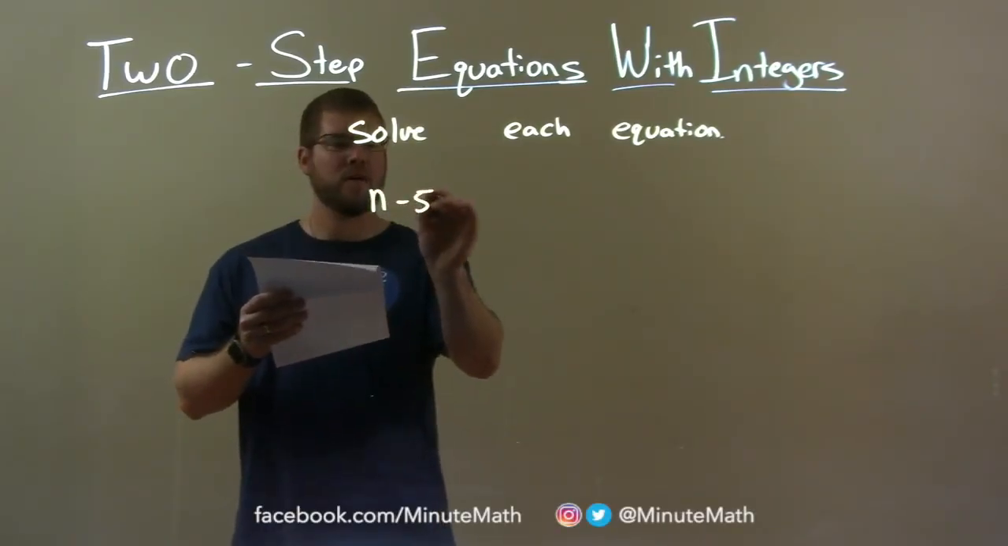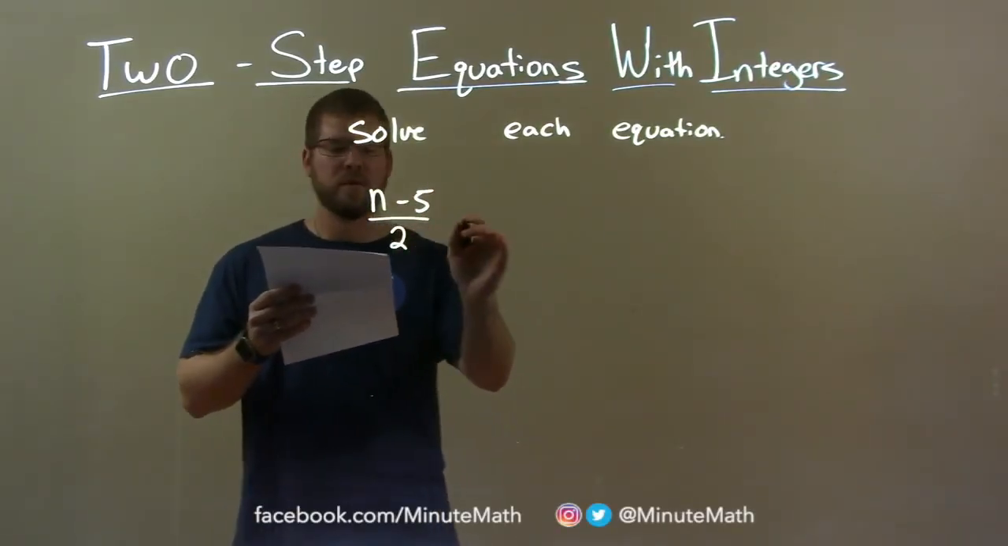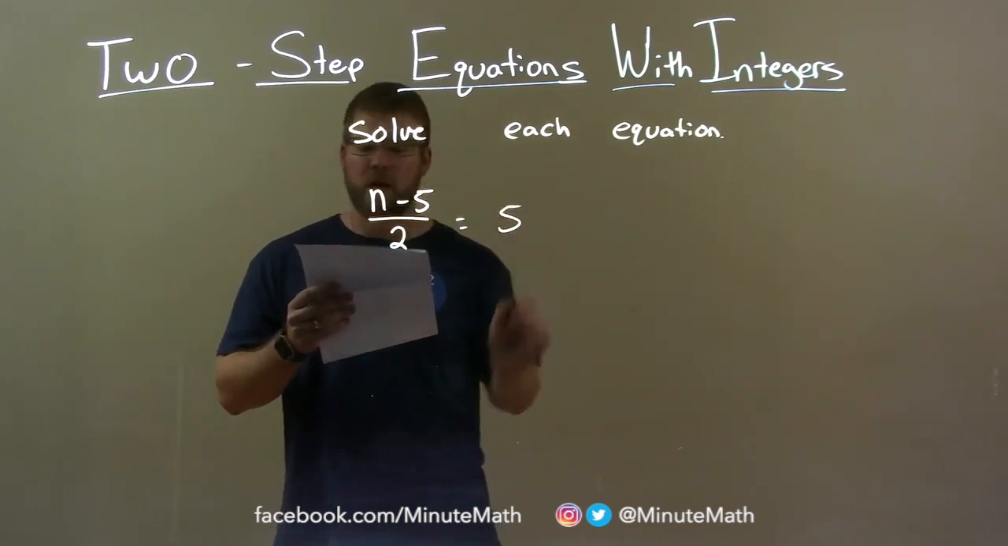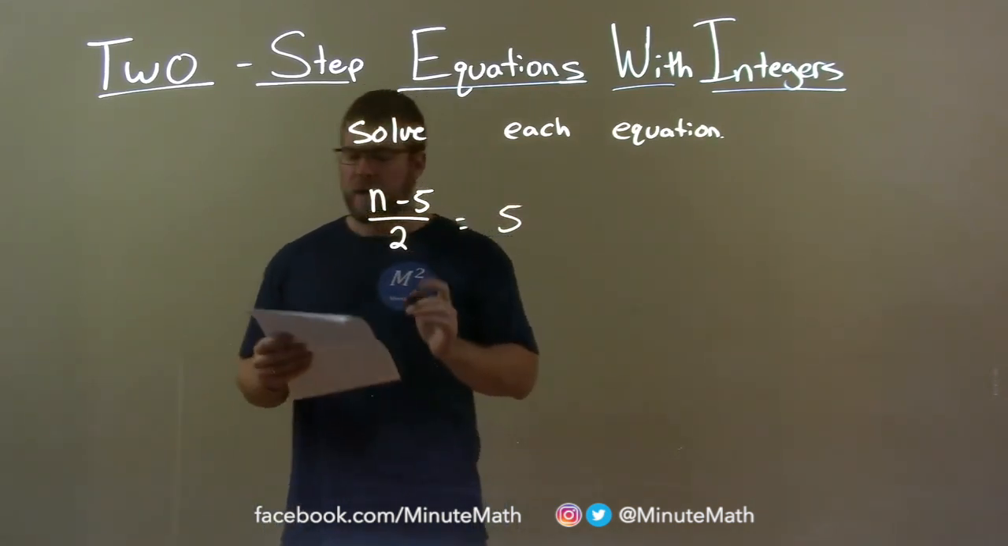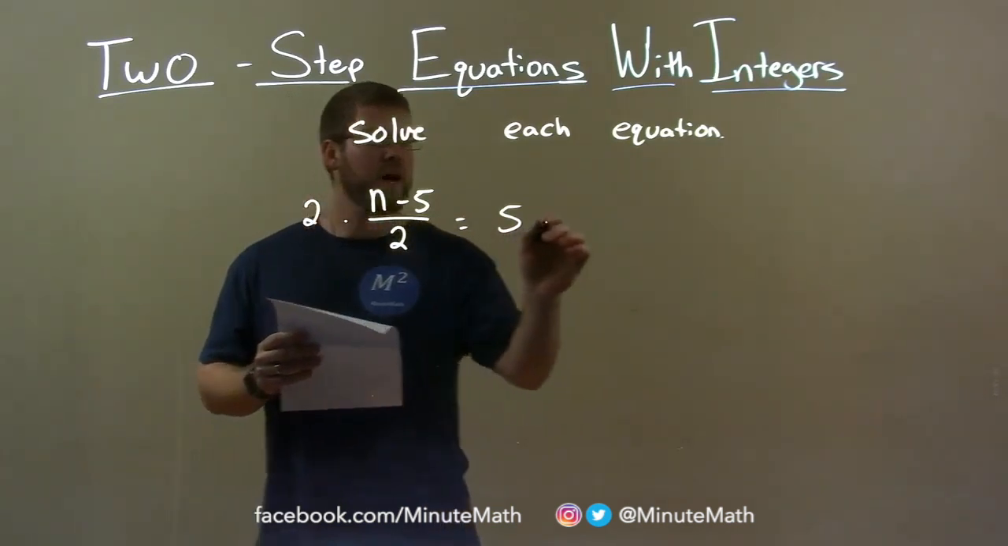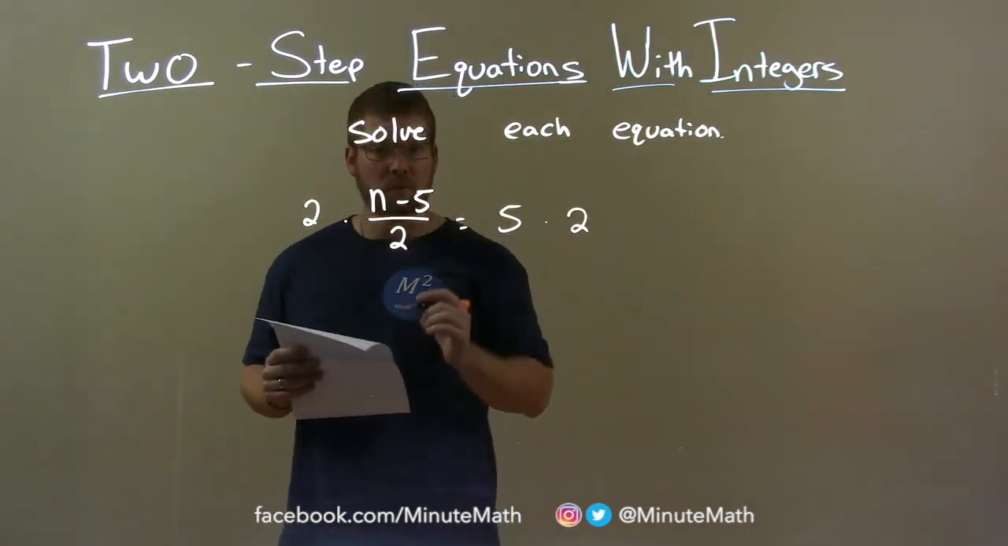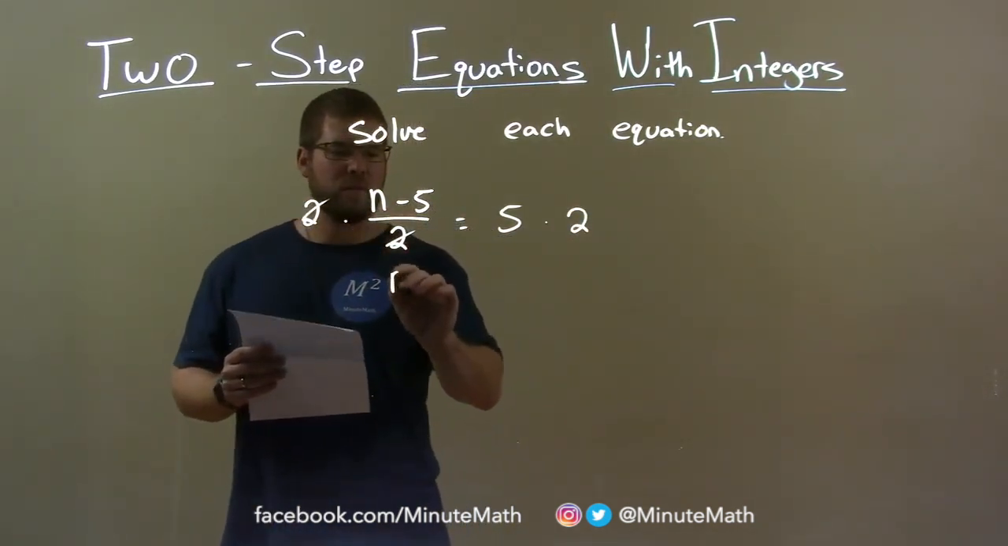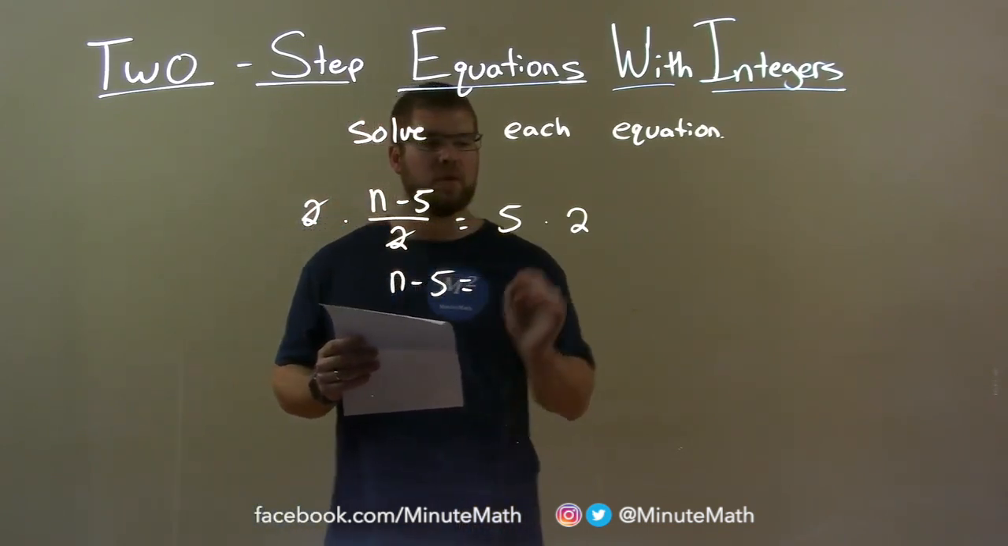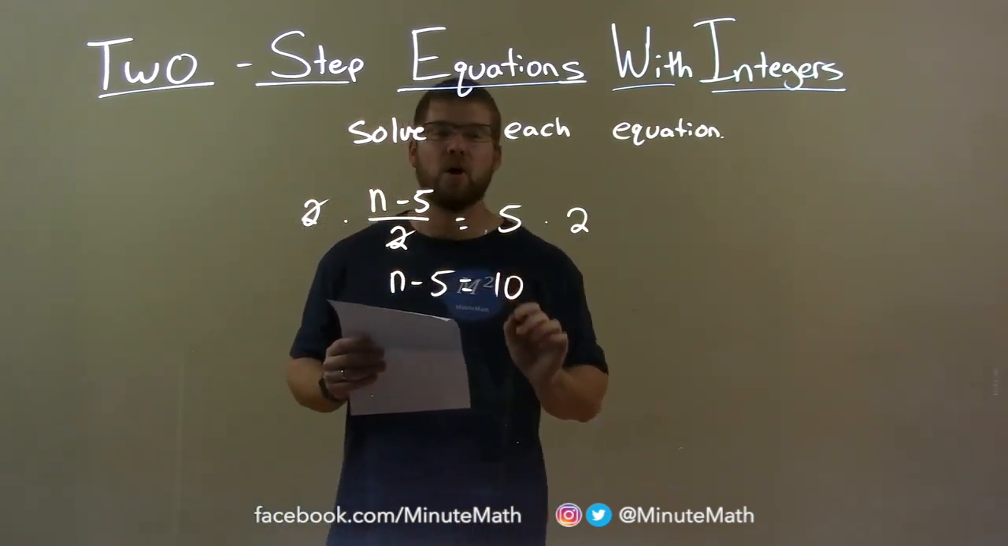n minus 5 over 2 equals 5. First step, I need to multiply 2 to both sides. We're divided by 2, opposite of division is multiplication. These 2's cancel, leaving me with n minus 5 by itself on the left. 5 times 2, 10 on the right.